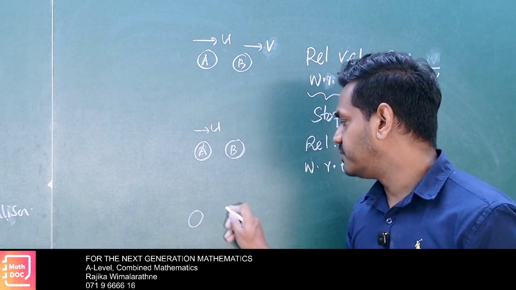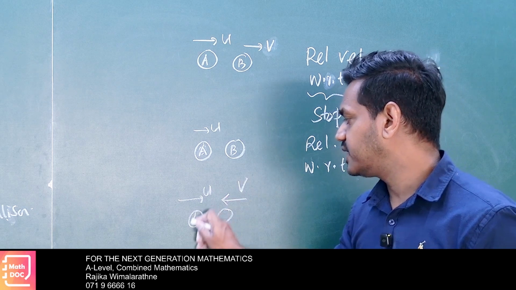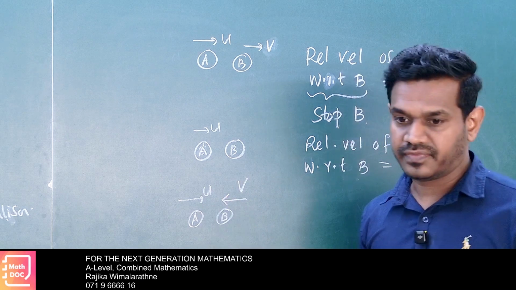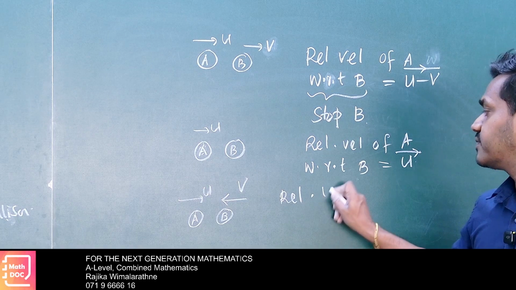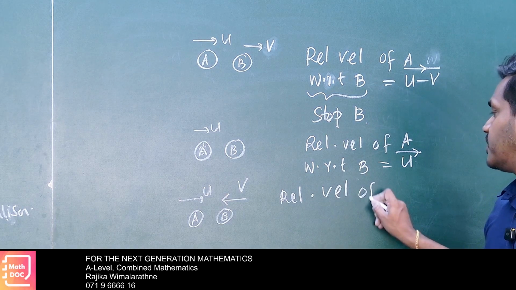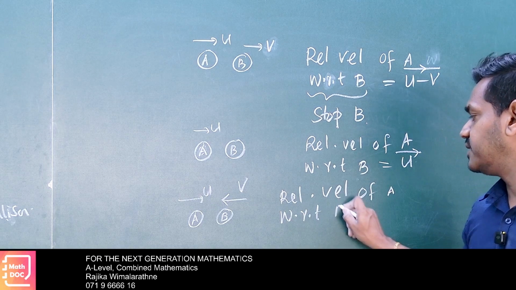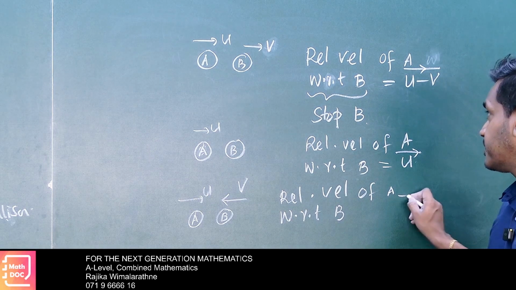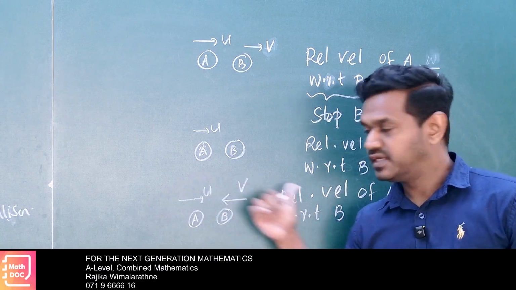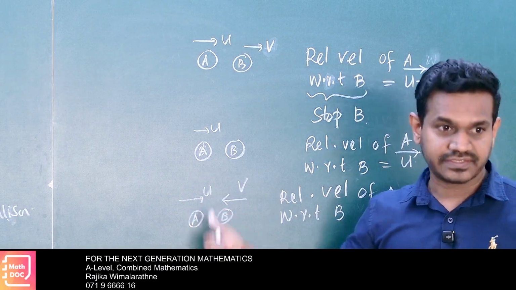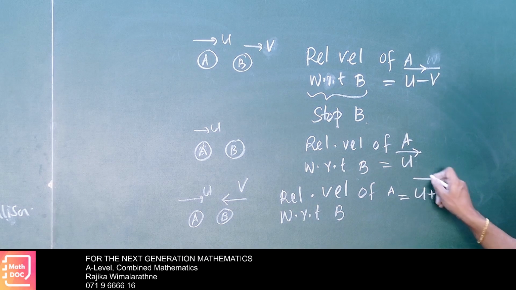Now you consider two objects, opposite directions, U, V, here A, here B, opposite directions. Then relative velocity of A with respect to B. Now you have to stop B, no? You have to stop B. Then you have to give opposite direction V. Then this becomes 0, this becomes U plus V, no? Then here relative velocity is U plus V.